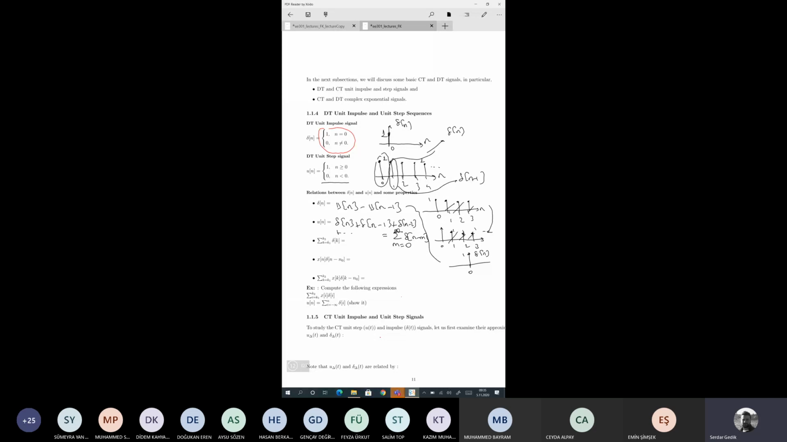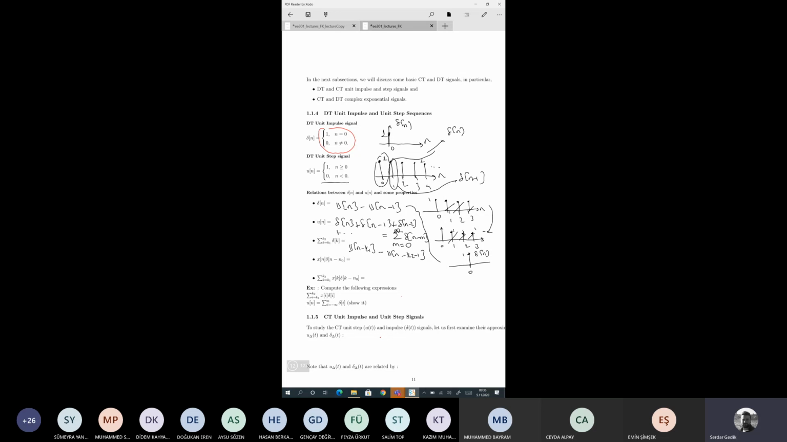So what about the next relationship? If I sum impulse of k from k equals k1 to k2, what is it? I have impulse of k, and I simply sum it from k1 to k2, and this is simply u of n minus k1 minus u of n minus k2 minus 1. So I simply sum impulses in a predefined interval. So that's it. What about the next one?